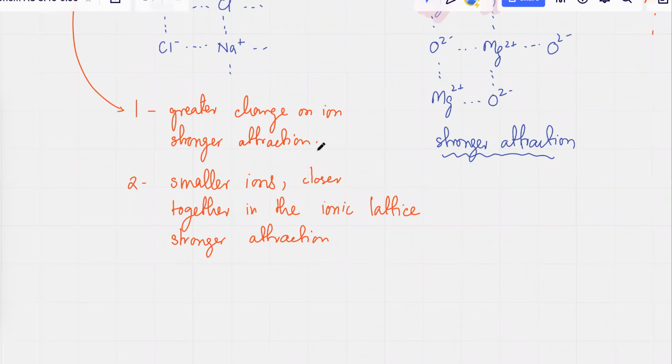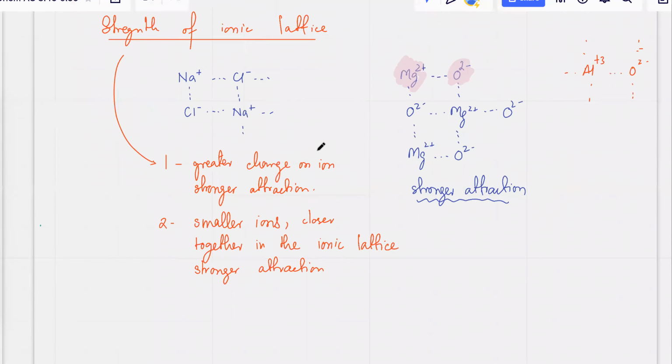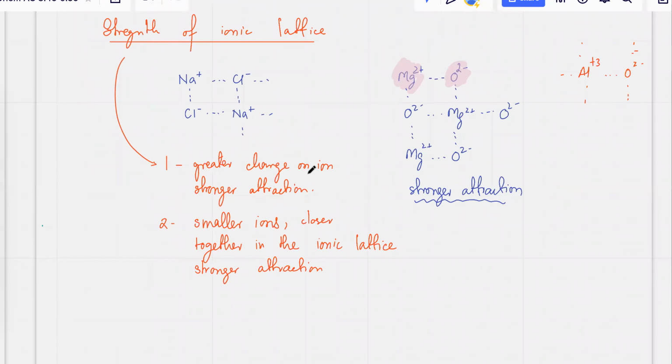There's going to be stronger attraction because of that. And that's a universal fact. Whenever bonds are formed, the smaller the ion, the closer they're going to be to each other. So the attraction would be a lot stronger. Is this point clear? So the strength of an ionic compound depends on two things. One is how big is the charge? This is +1, this is -1.